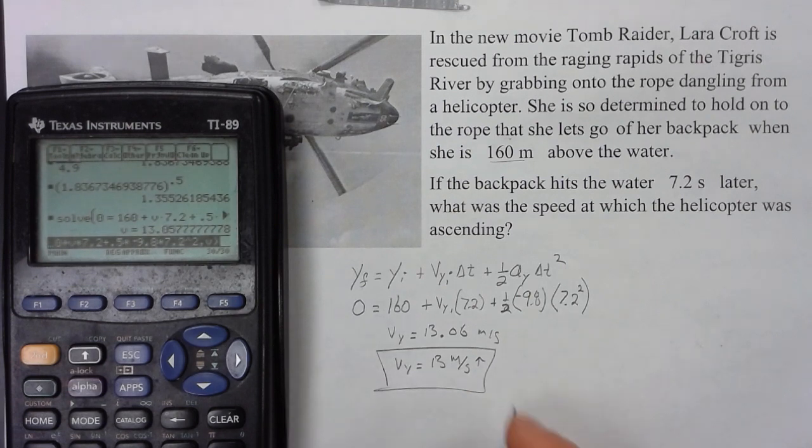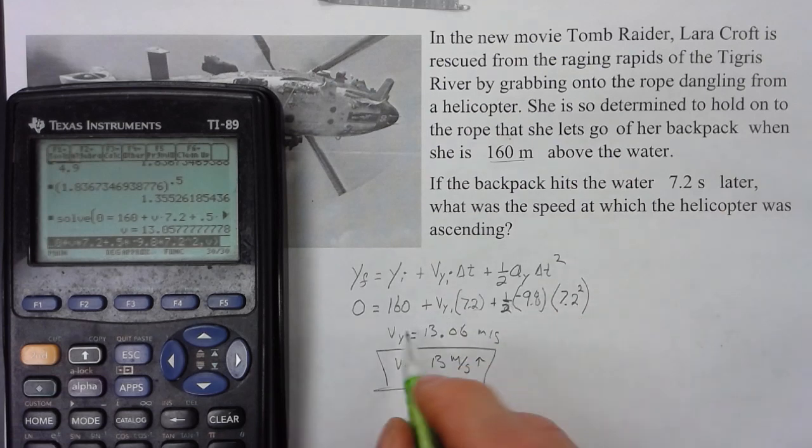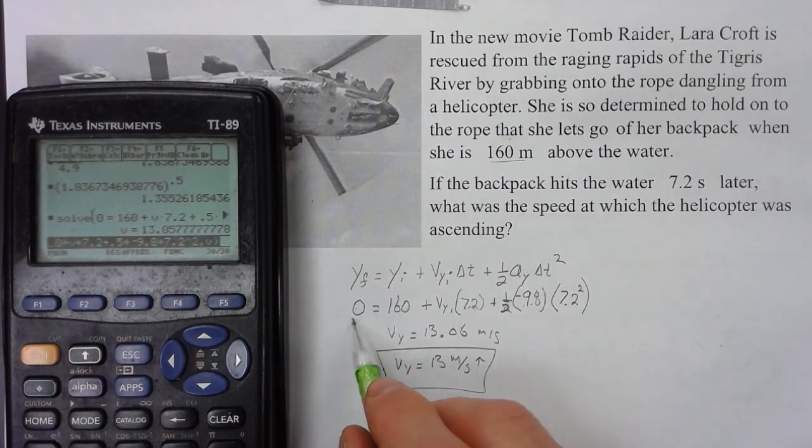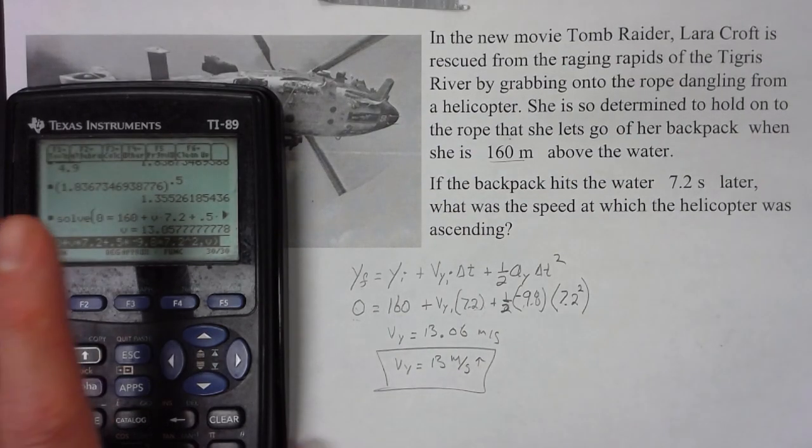So the algebra here, if you need to go over that, well, that's another class, but you would subtract 160 over there. This would get added to the other side, combine those, divide by the 7.2. You get 13.06. There you go. Hope that was helpful.